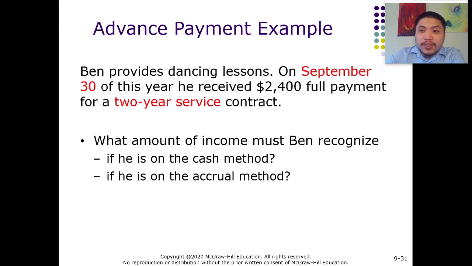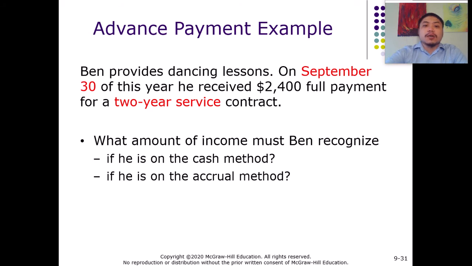So if he decides to do so, he only needs to recognize the portion of income for this year, starting September 30th, the day that he received the payment. So there are 3 months left until the end of the year. In that case, he only needs to recognize $300, because it's $2,400 for 2 years, so for 3 months, it's going to be $300. So he only needs to recognize $300 for this year, and then for the rest, the $2,100, he has to recognize in the following tax year.